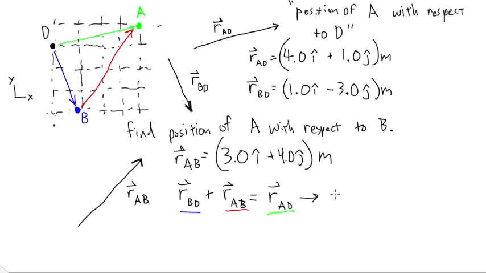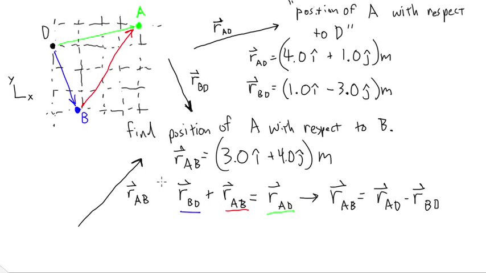Okay, so if I want to find RAB, then obviously I just do my vector algebra here. RAB equals RAD minus RBD. So I'm just taking this guy and shuffling it up to the right.